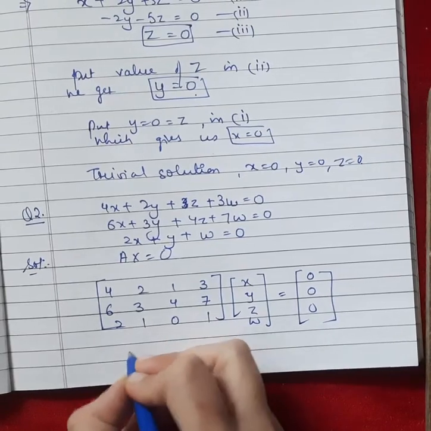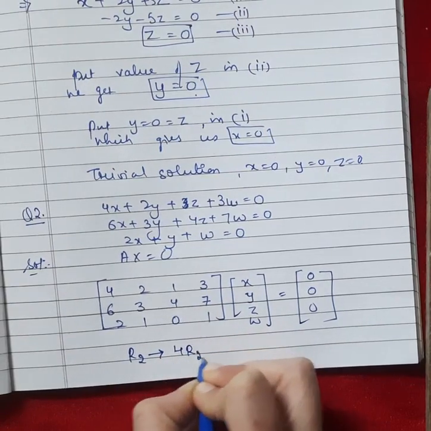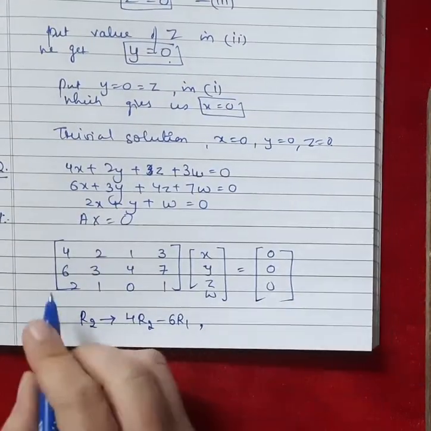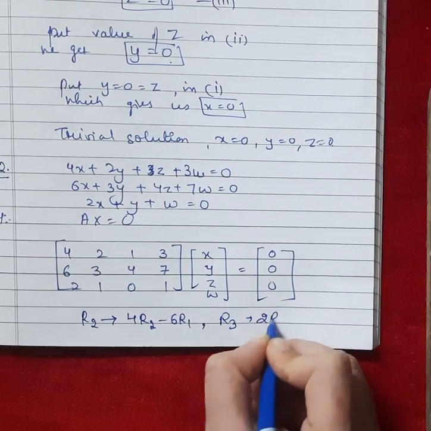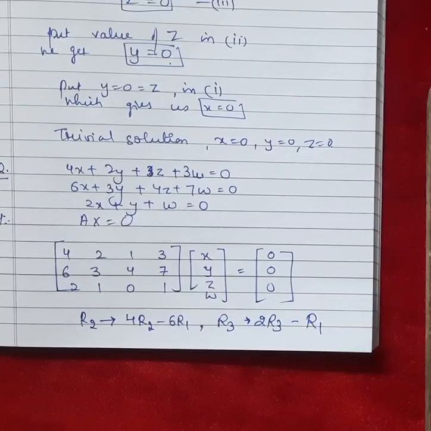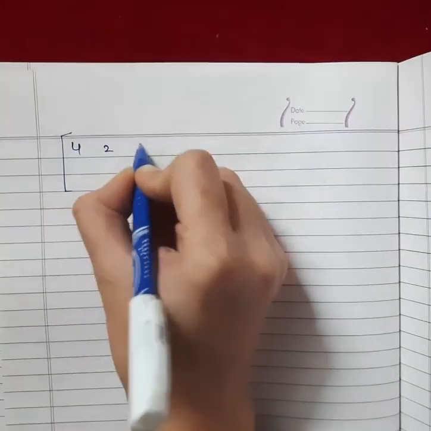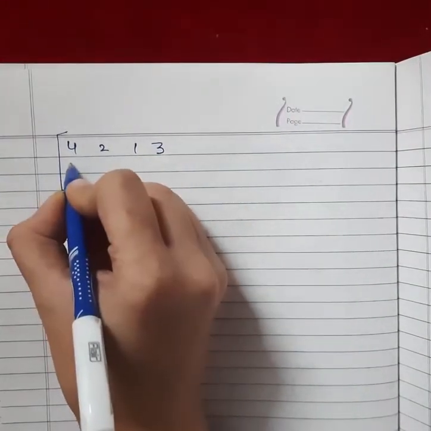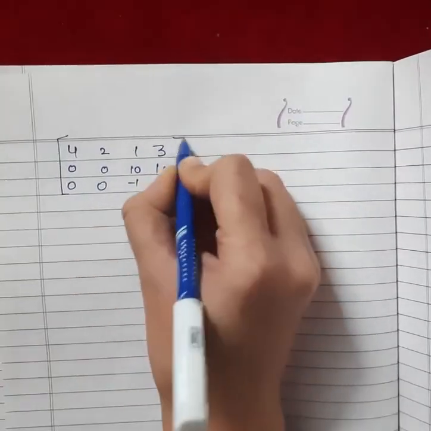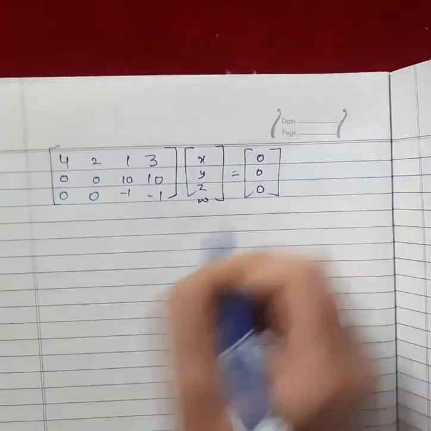Now let's apply the operation on R2. On R2 we are applying the operation 4 times R2 minus 6 times R1, and at the same time we will apply the operation on R3 as well, 2 times R3 minus R1. Then the given system is equivalent to 4, 2, 1, 3, 0, 0, 10, 10, 0, 0, minus 1, minus 1, with x, y, z and w equals the 0 vector.